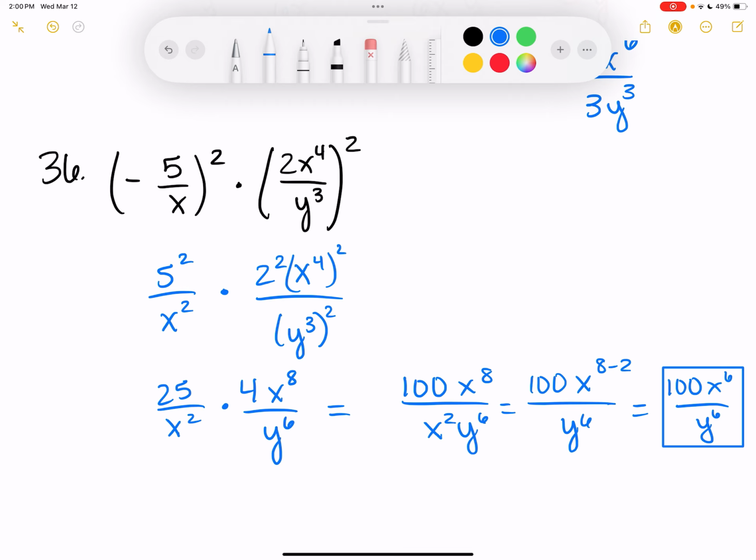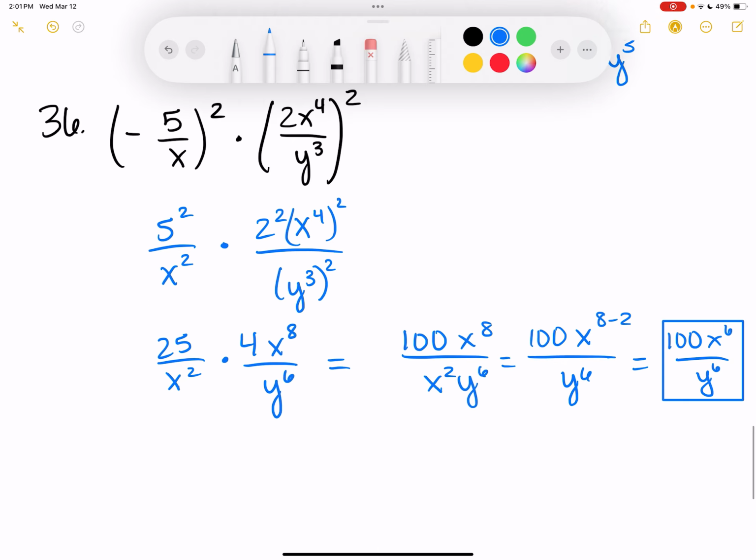Wait, what is your answer? All right, what do we get? 100x to the 6th over y to the 6th. We agree? Wait, say the answer again? I got 100x to the 6th over y to the 6th. That's what I got. Beautiful. That's the right answer.